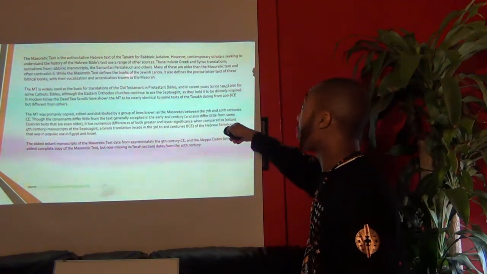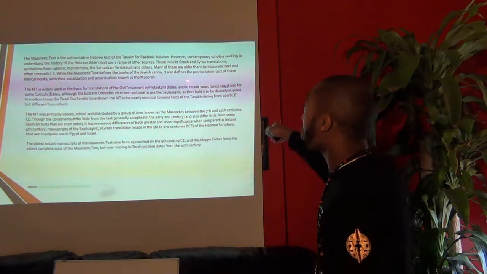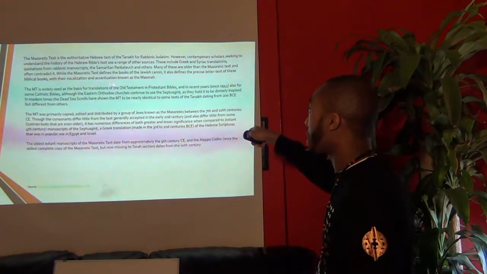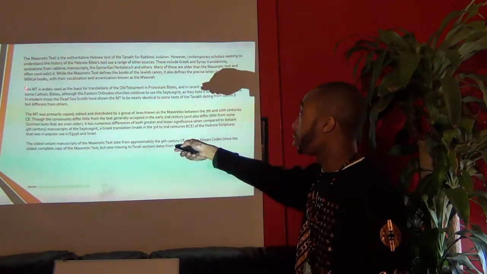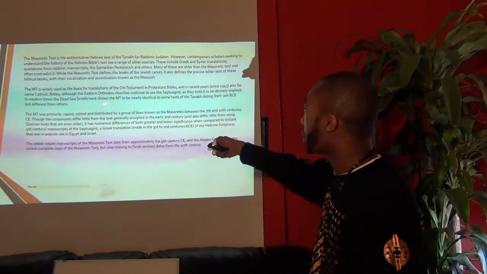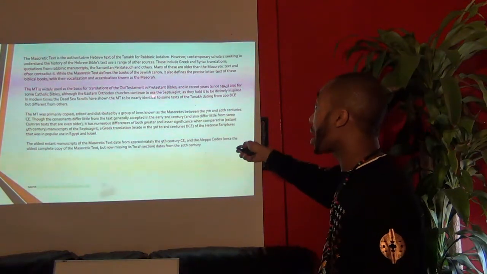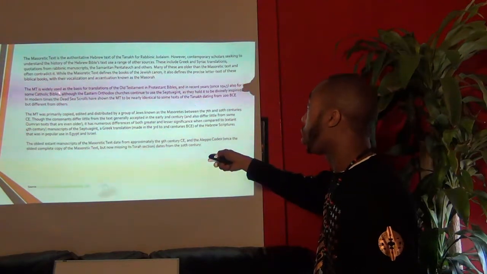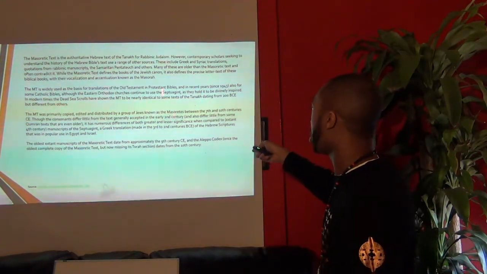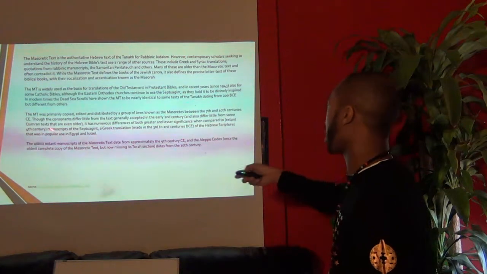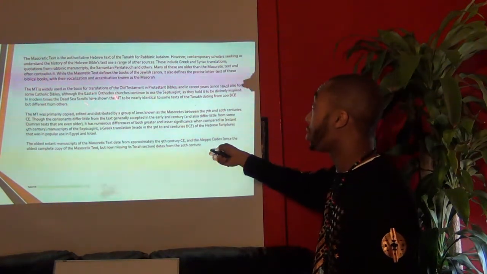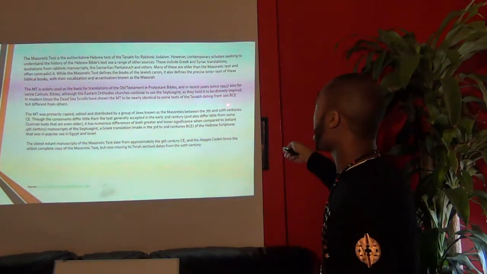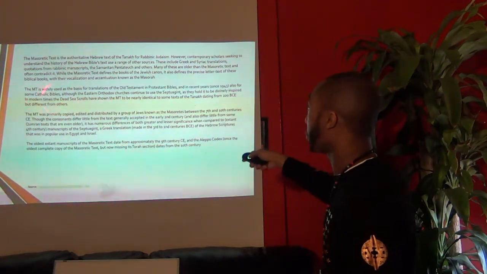While the Masoretic text defines the books of the Jewish canon, it also defines the precise letter text of these biblical books, with the vocalization and accentuation known as the Masorah. The Masoretic text is widely used as the basis for translations of the Old Testament in Protestant Bibles, and in recent years, since 1943, also for some Catholic Bibles, although the Eastern Orthodox churches continue to use the Septuagint as they hold it to be divinely inspired. In modern times, the Dead Sea Scrolls have shown the Masoretic text to be nearly identical to some texts of the Tanakh dating from 200 BCE, but different from others.